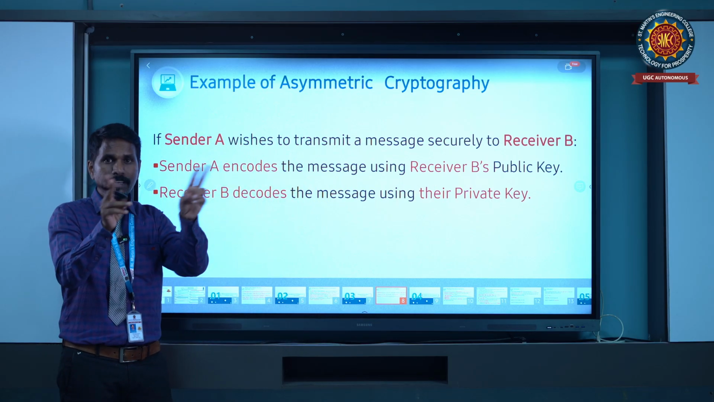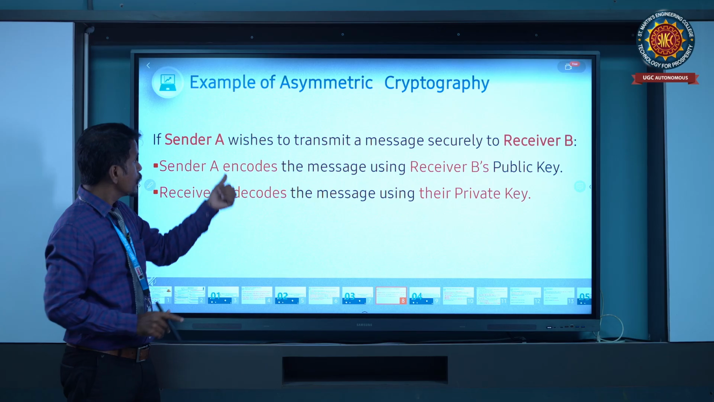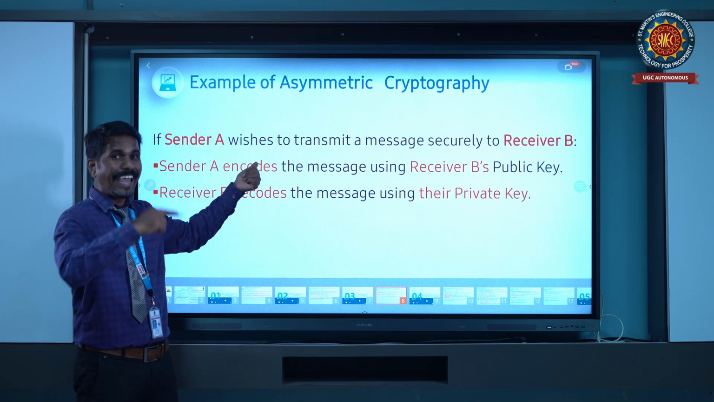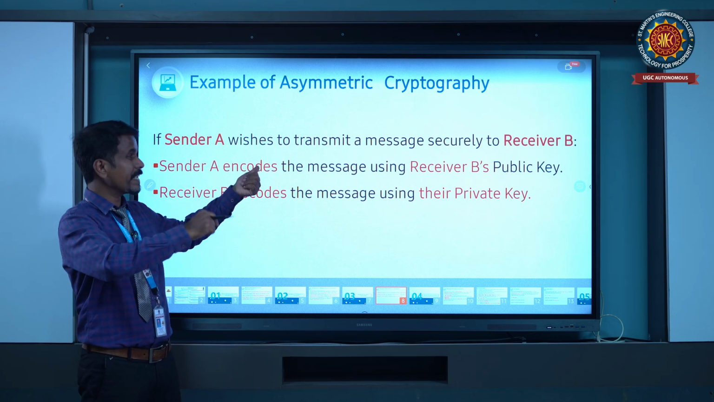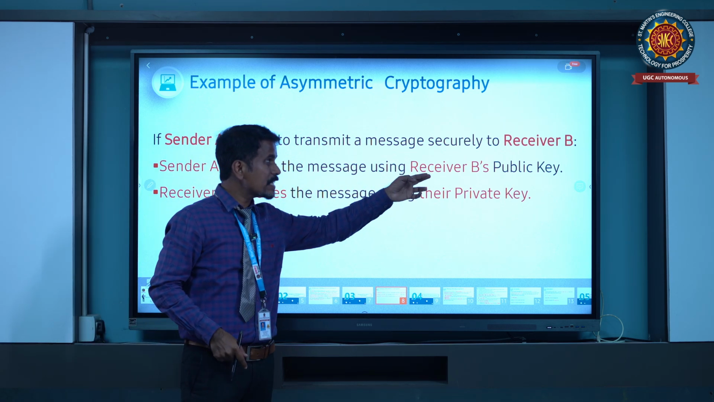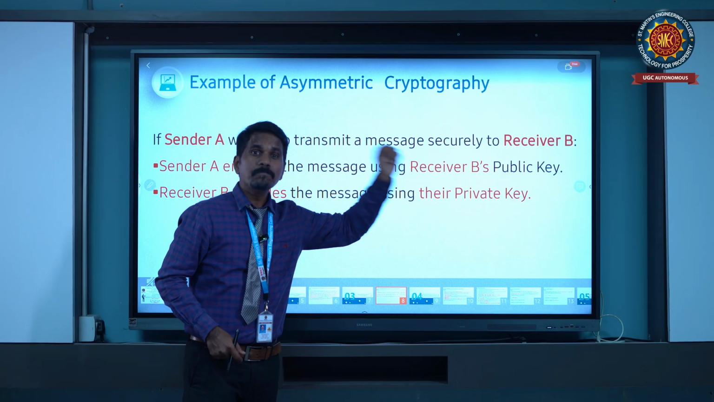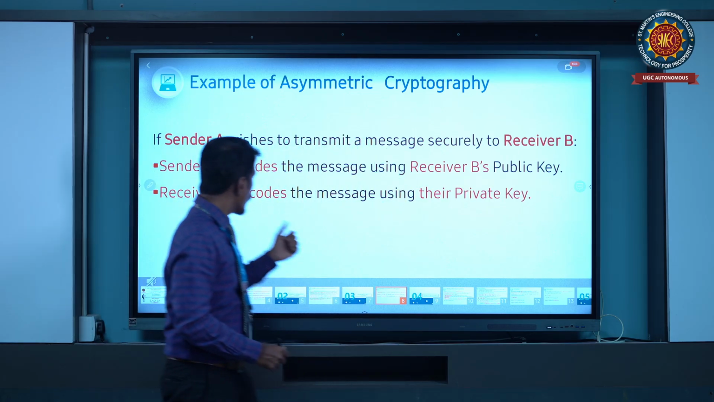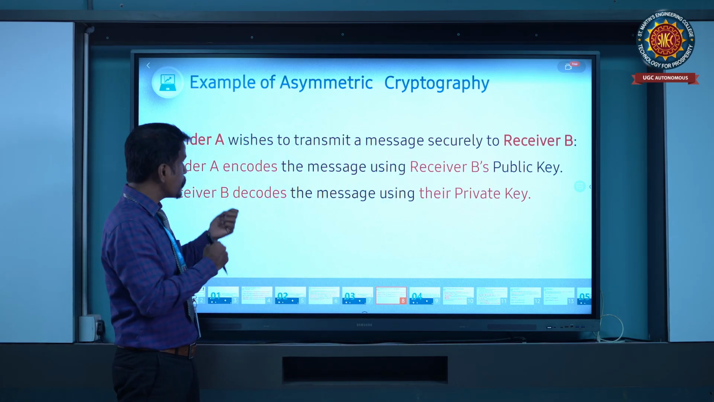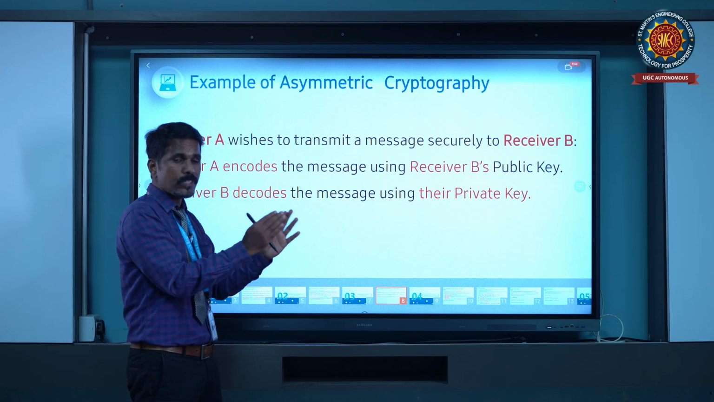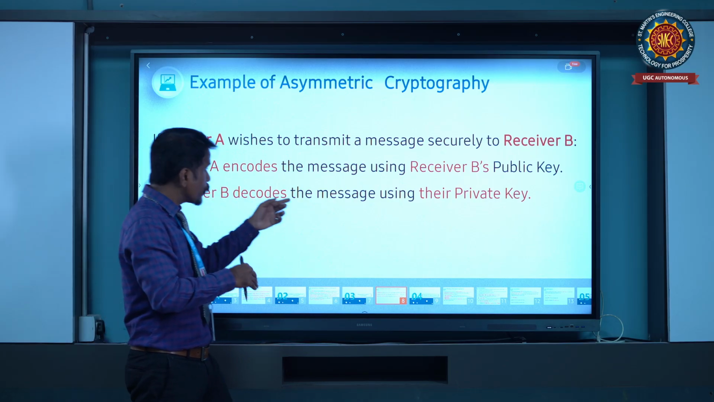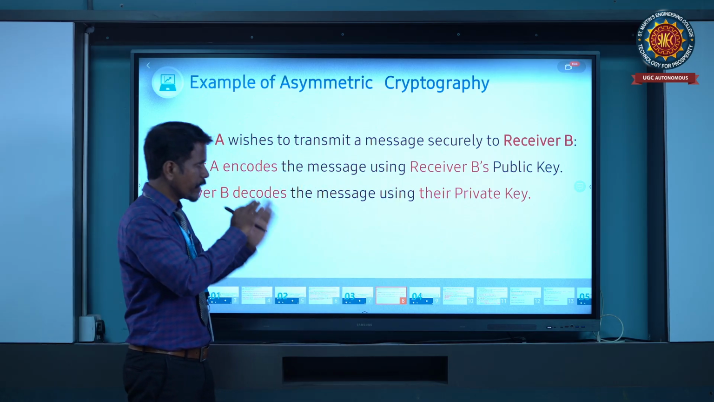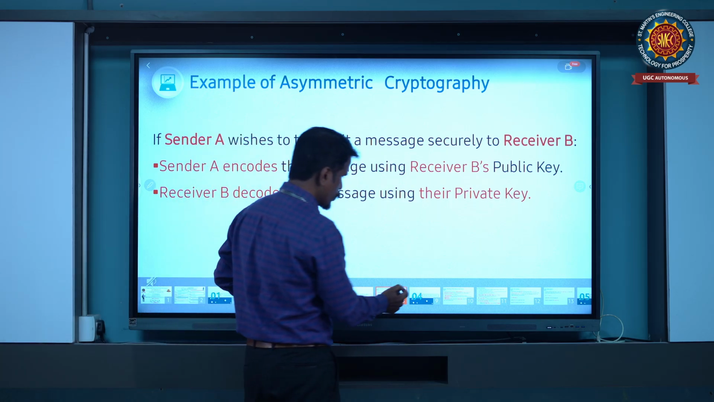So here the two keys play the vital role. First, sender A encodes, which means encrypts your original text, using receiver B's public key. Please note this carefully, this is a public key. Next, when the receiver receives the message from the sender, that is the decoding, which is called decryption, using their private key. We have some private keys, and using them we can easily open the original text.